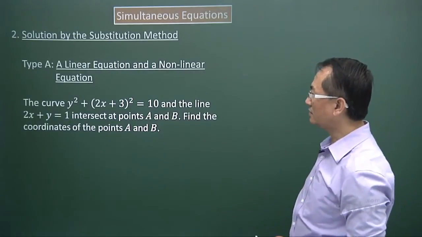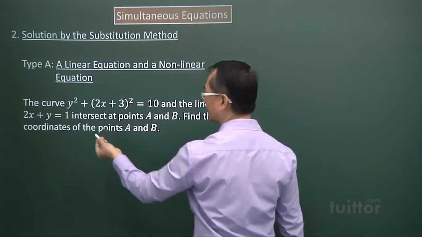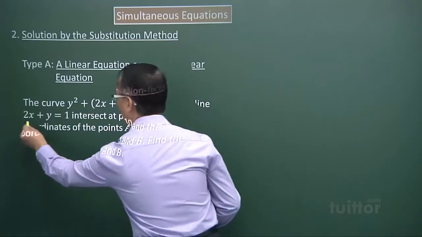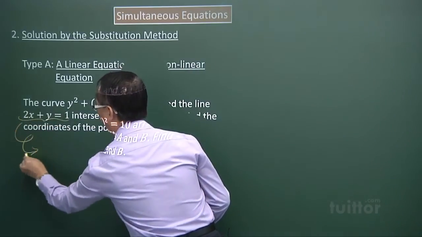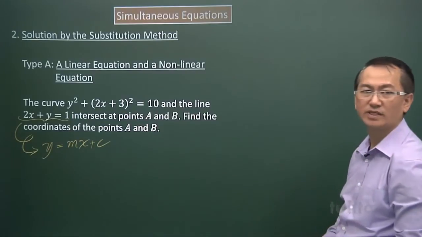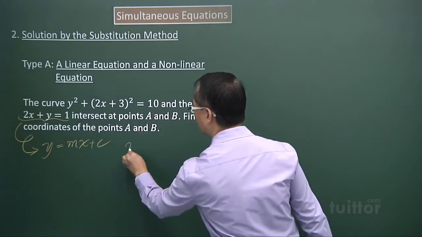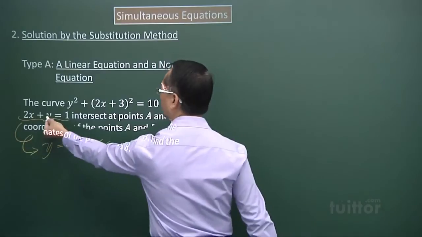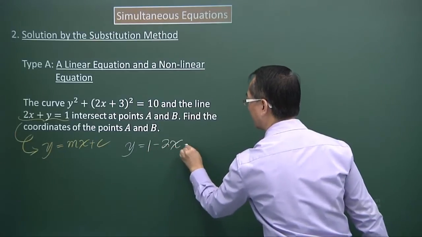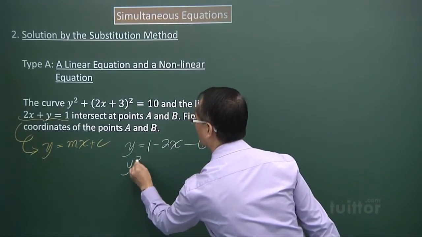So for this particular question, the first equation mentioned there is a curve equation, which is the non-linear equation. The second one is a linear equation. The reason is this. If we look closely at that, it has the form of y equals mx plus c, and therefore it is a linear equation. Now we will start with the linear equation, that is to make y the subject because the coefficient of y is 1. So I have y equals to 1 minus 2x. I call it equation 1. Then the other equation I label as equation 2.